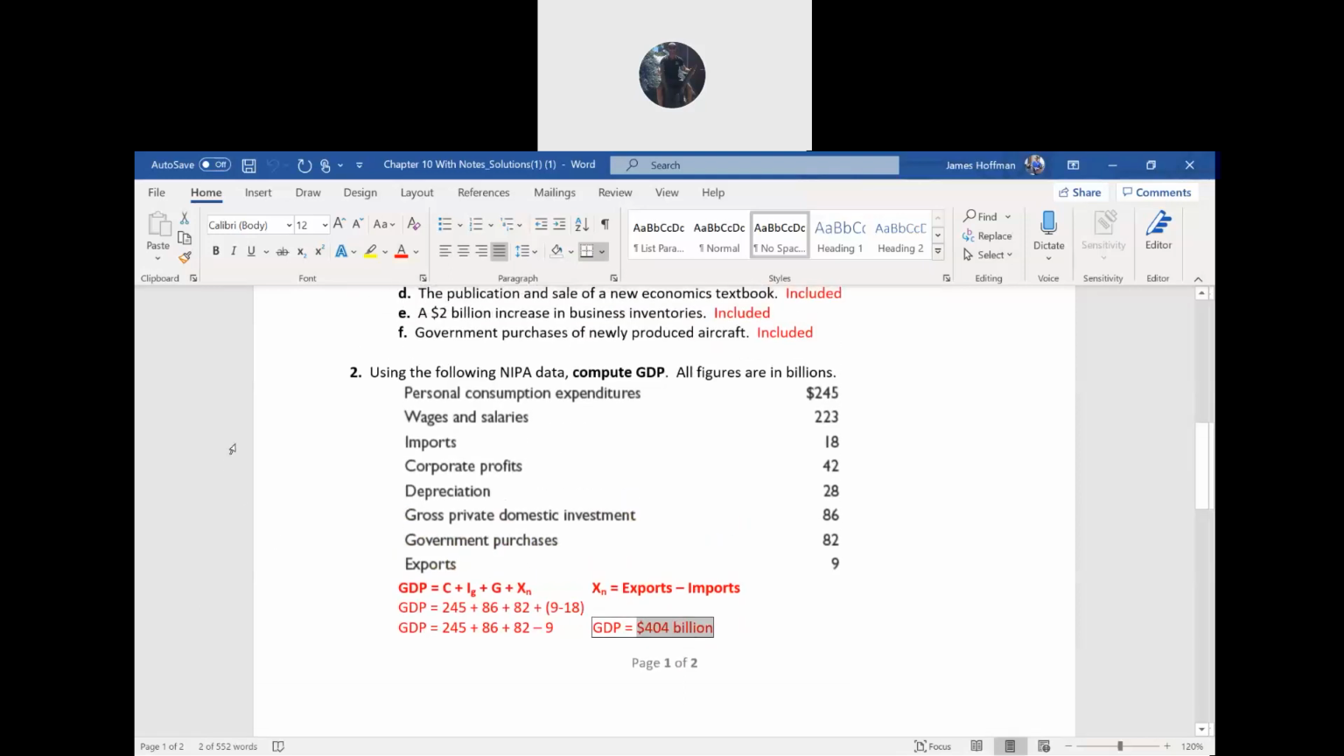Okay, so to use this approach, just take all the categories and put them in their proper spot and then add up everything. And you get a good measure of the expenditures approach of accounting for GDP.